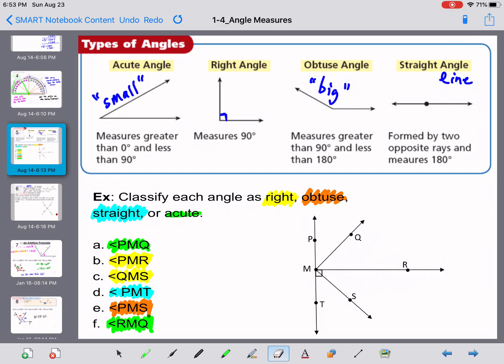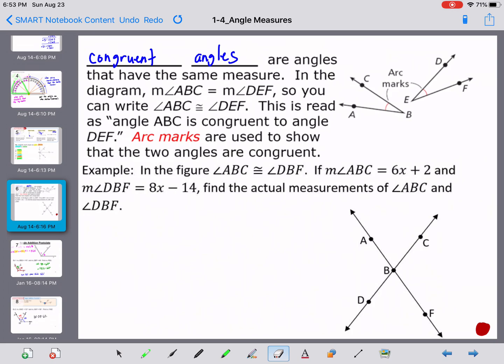All right, one more slide. Congruent angles are angles that have the same measure. In the diagram, whenever you see this little m right here, that means the measure of angle ABC is equal to the measure of angle DEF. So you can say that those two angles are congruent. This math sentence is read as angle ABC is congruent to angle DEF.